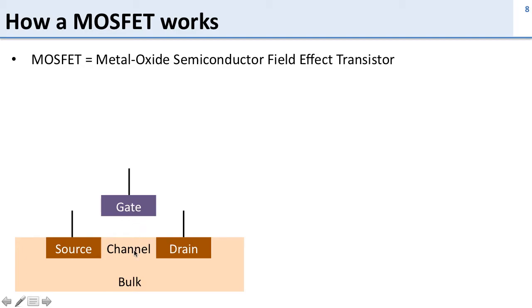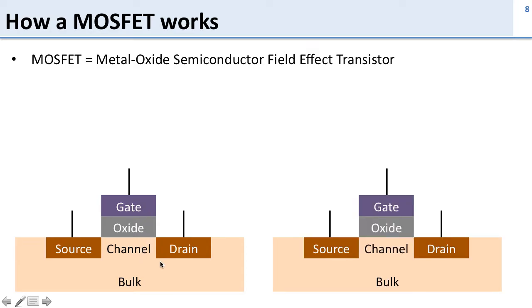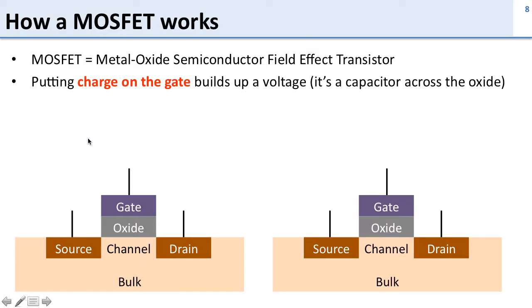Now if we put the gate right here, then electricity would just flow straight into the gate. So instead we put an insulator, an oxide, in between. This insulator prevents electricity from flowing between the gate and the channel itself. All right, so the way this works is we put charge on the gate.